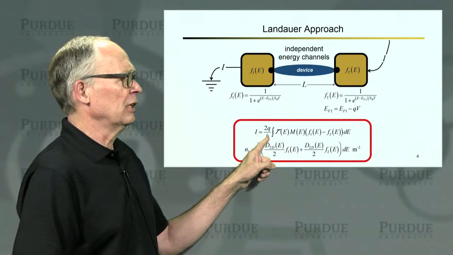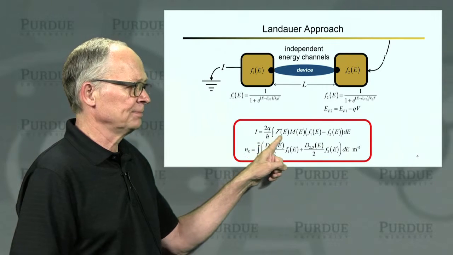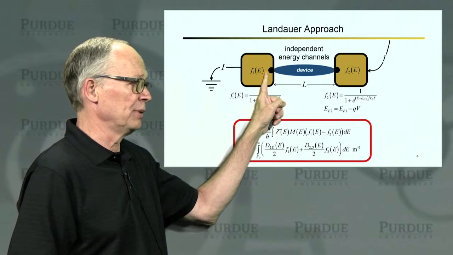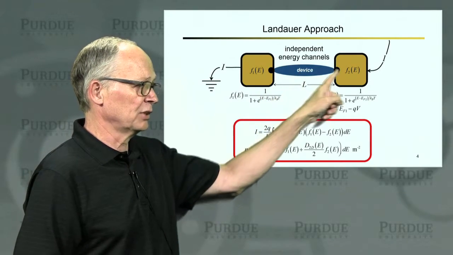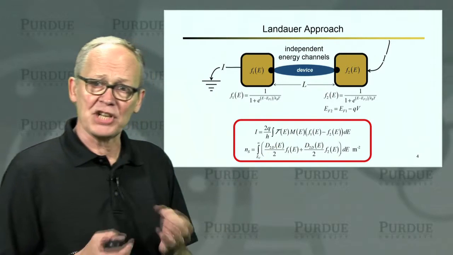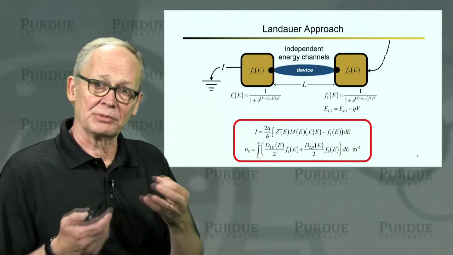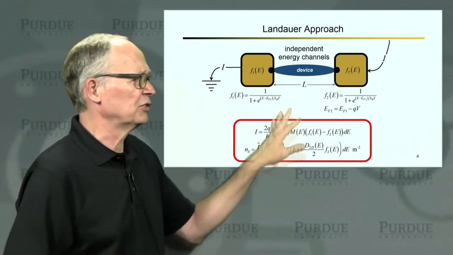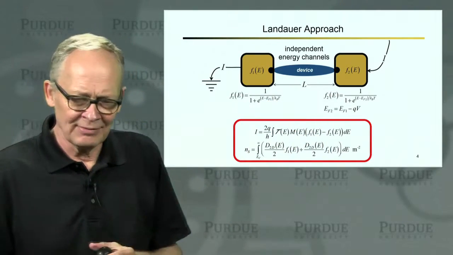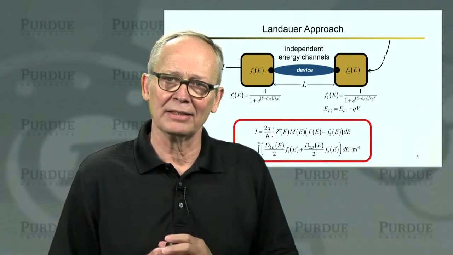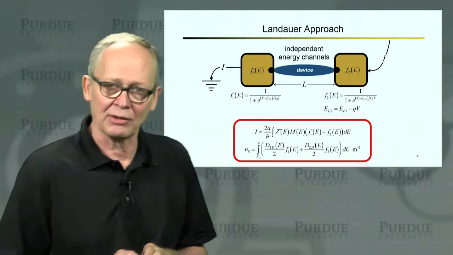We described the current in terms of some fundamental constants, a transmission that's just a number between 0 and 1, which is the probability that an electron injected from the source comes out the drain, and vice versa. The number of channels at that particular energy, which is related to the band structure of the semiconductor, and the Fermi functions of these two contacts, which had some nice properties. We called them ideal Landauer contacts that are maintained in thermodynamic equilibrium at all times.